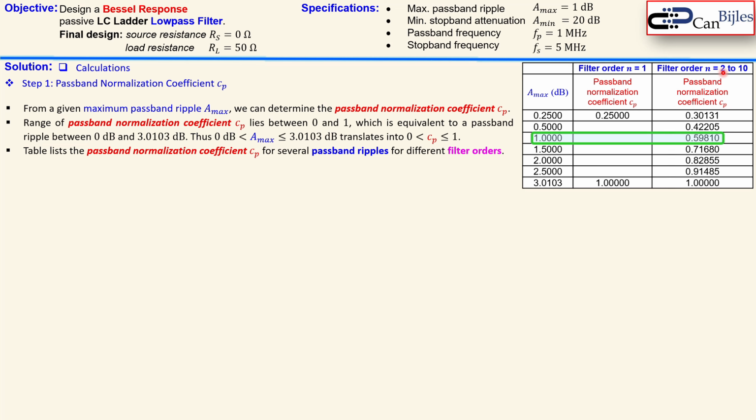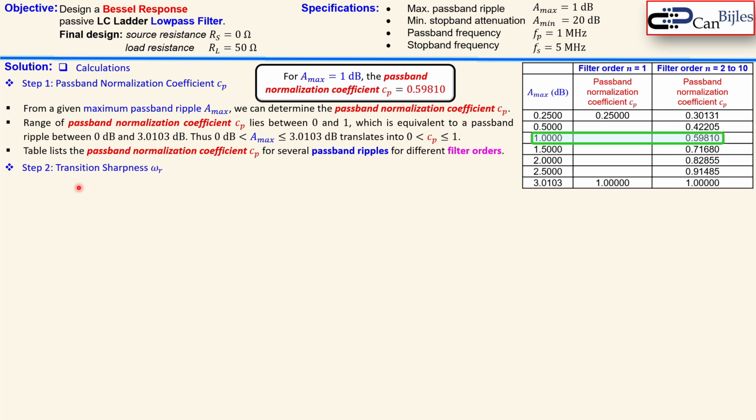but we still do not know if it is a second order or third order or fourth order, because that can be different depending on the 20 dB stop attenuation here. So we need to look more carefully. Again, our A max of 1 dB has now translated into the normalization coefficient for the passband of 0.59810.